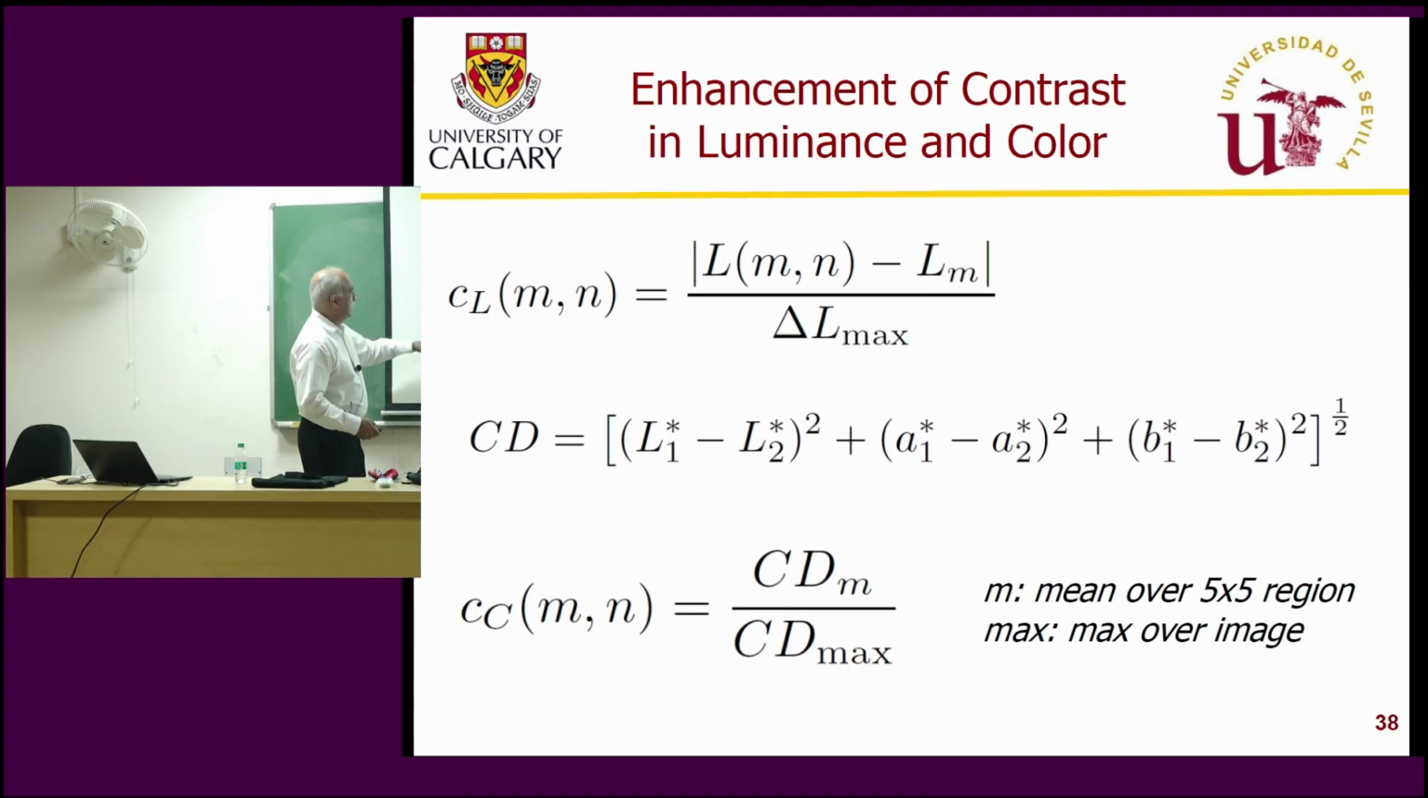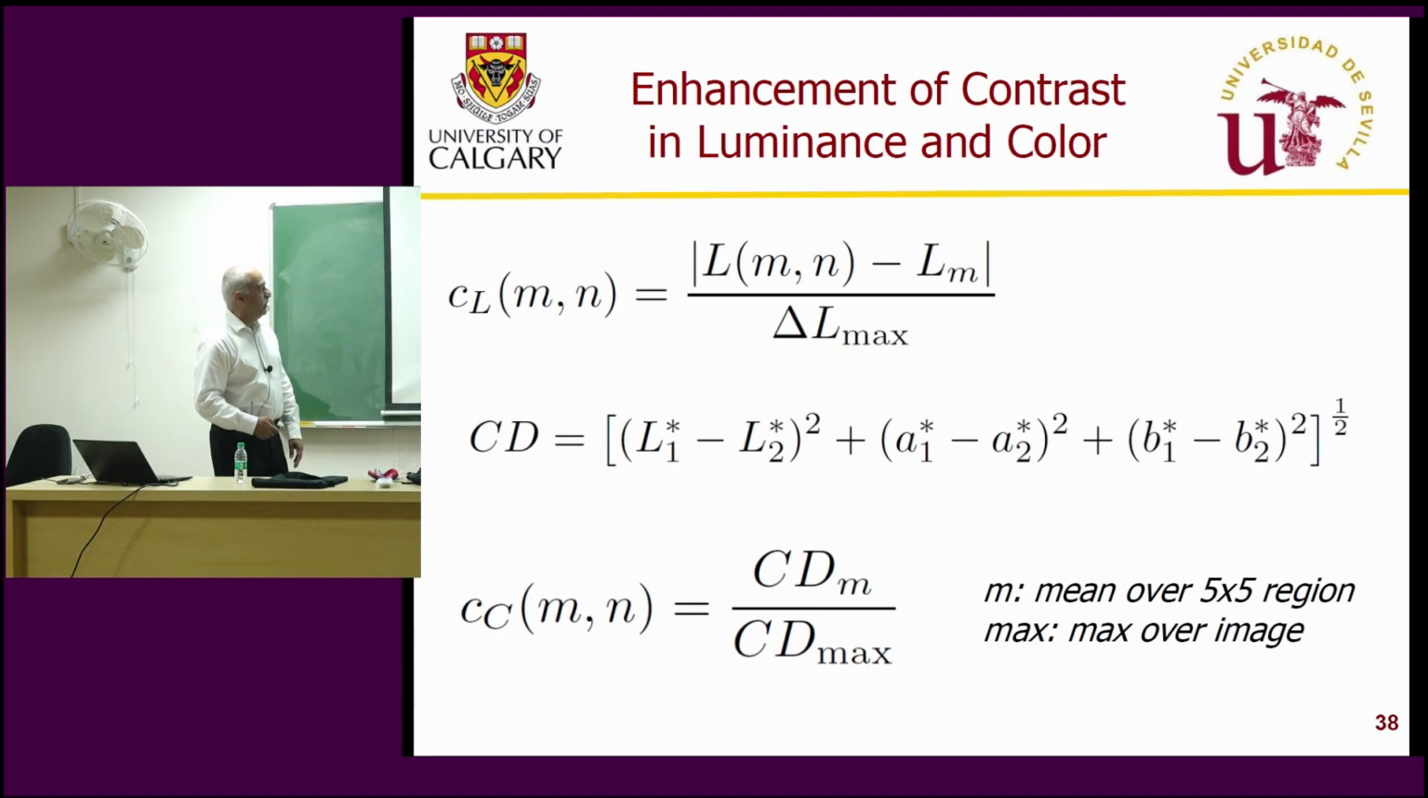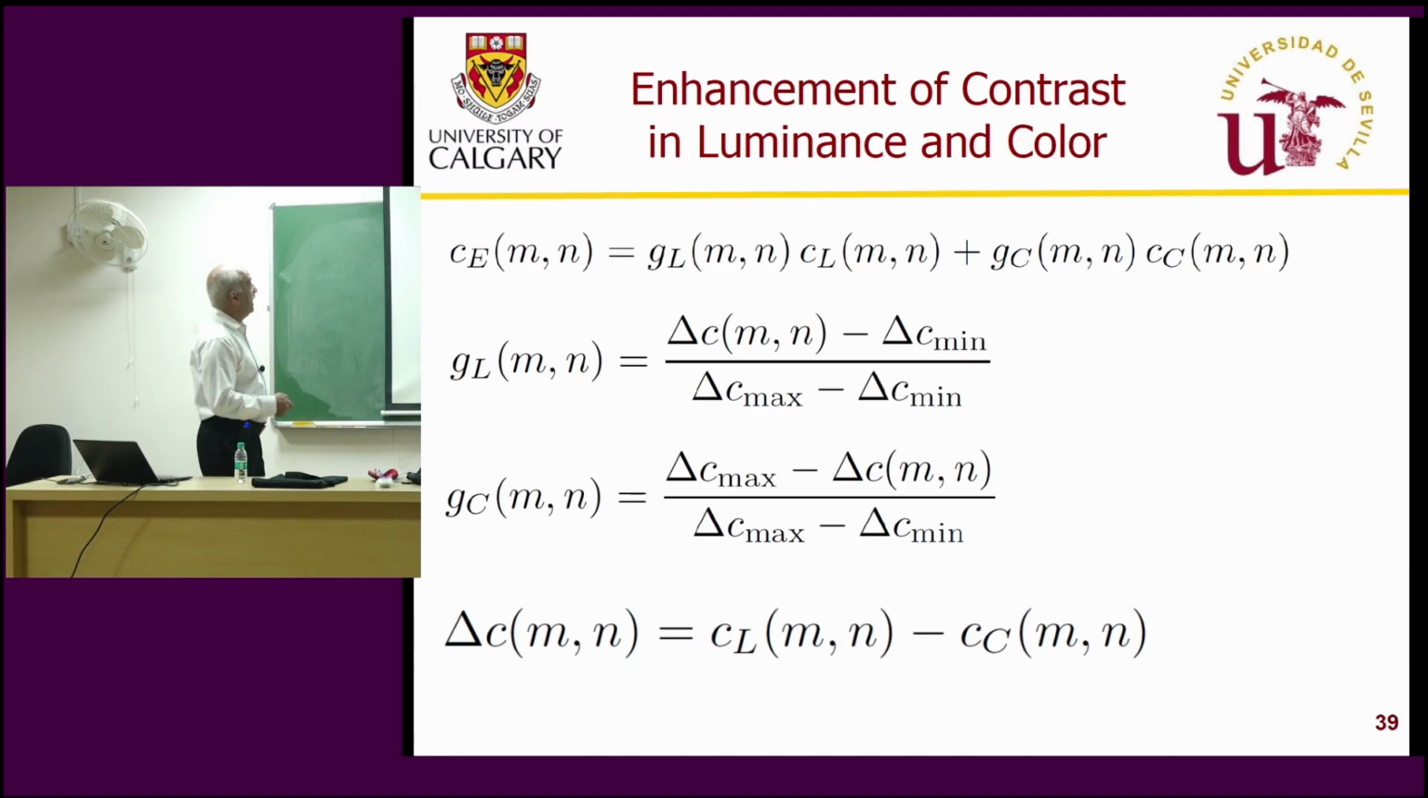And then CC, color contrast, is CDM over CD max over the entire image. M is the mean over a 5 by 5 region. So this is color contrast, just Euclidean distance. And then the enhancement is defined in terms of a certain gain for the luminance and a certain gain for the color for every pixel.